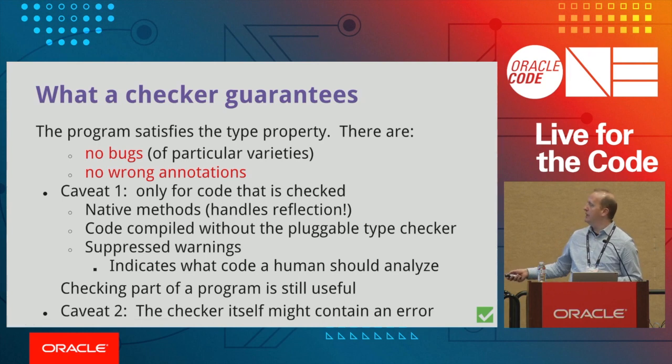Before, I already started talking about the caveats: this is only for code that you actually type check. So if you have native methods, or if you don't compile all of your source code, you don't get guarantees for that source code. We handle reflection in a very nice and powerful way. So for some of these more dynamic features, we have a sound solution. And we provide many different ways for you to pick and choose what parts of the source code you want to enforce a property on.